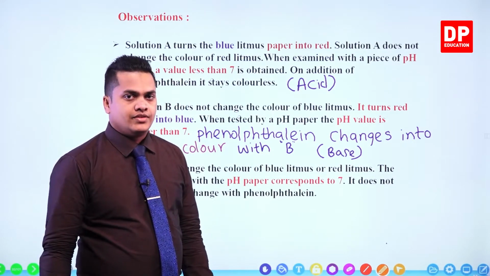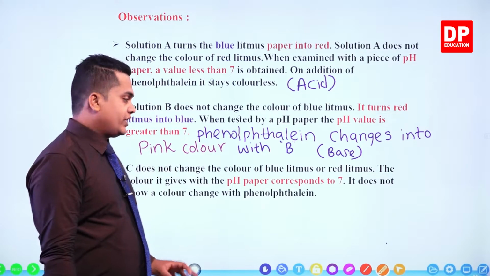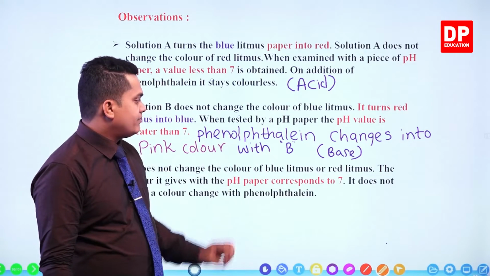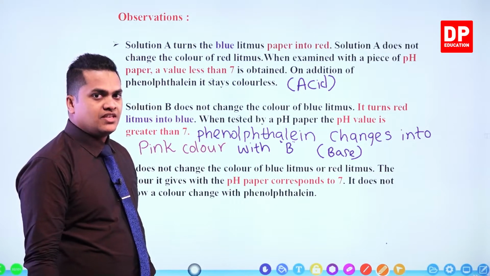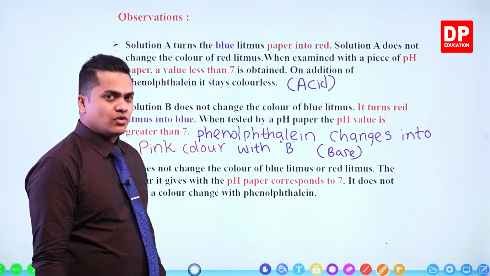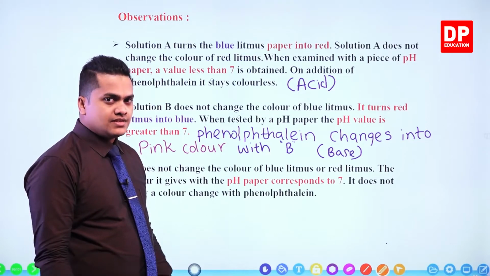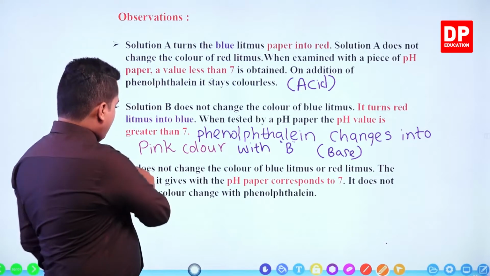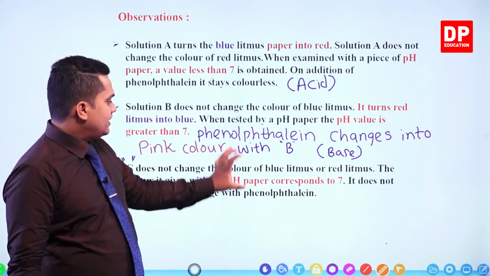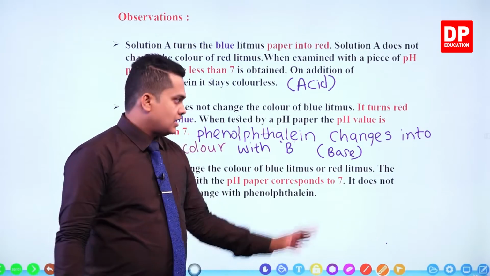Then the third one, C. Here C does not change the color of blue litmus or red litmus. C contains sodium chloride solution. You know that C is the one which contains sodium chloride solution. So C does not change the color of blue litmus or red litmus.